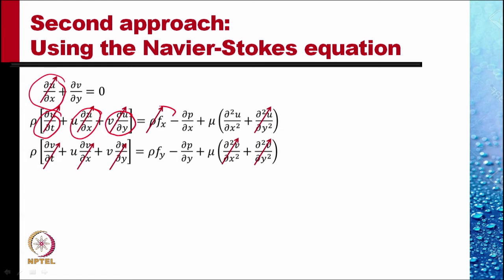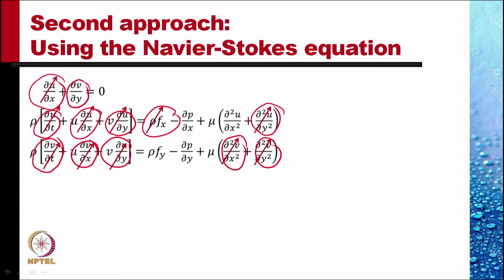This term disappears because there is no body force in the x direction. There is body force only in the y direction. This term disappears because u does not vary in the y direction. This term disappears because of the steady flow, or rather there is no v component of velocity. These terms also disappear because there is no component of velocity. Because this del u by del x is 0, so del v by del y is 0.